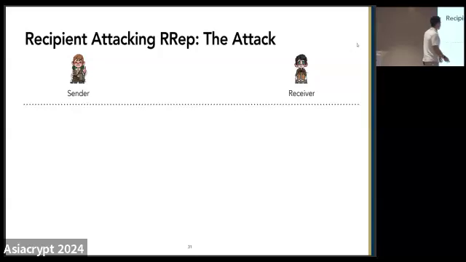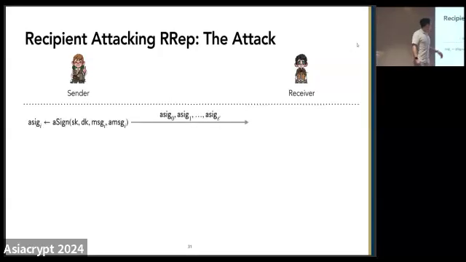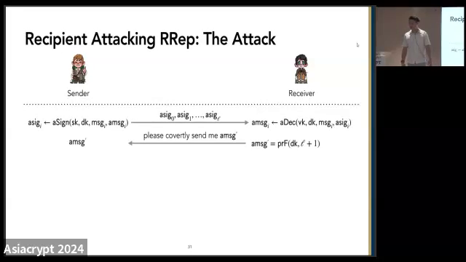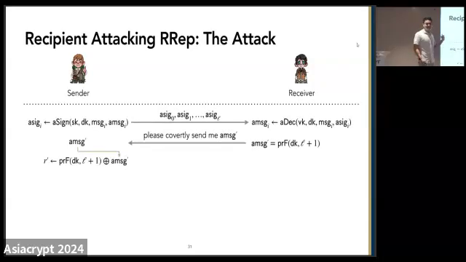In particular, our attack works as follows. We're going to assume our sender has sent L anamorphic signatures to our receiver. What our receiver is going to do is calculate the PRF of L plus 1 and ask the sender to send that as an anamorphic message to them. The sender does so, computing the encryption of this. And because they're using counter mode, this is the PRF of L plus 1 XOR this anamorphic message, which is exactly that PRF value. So this zeroes out.